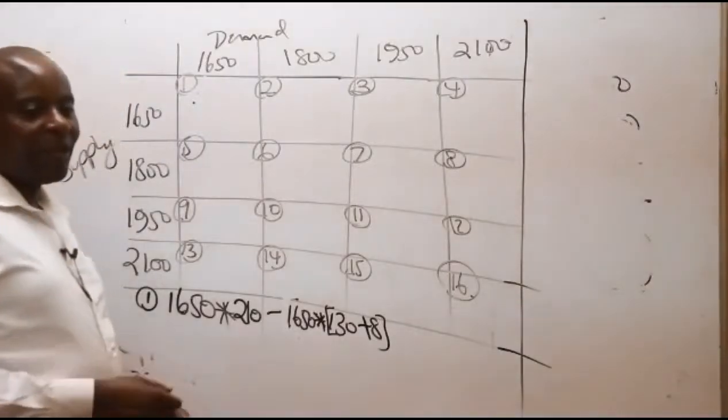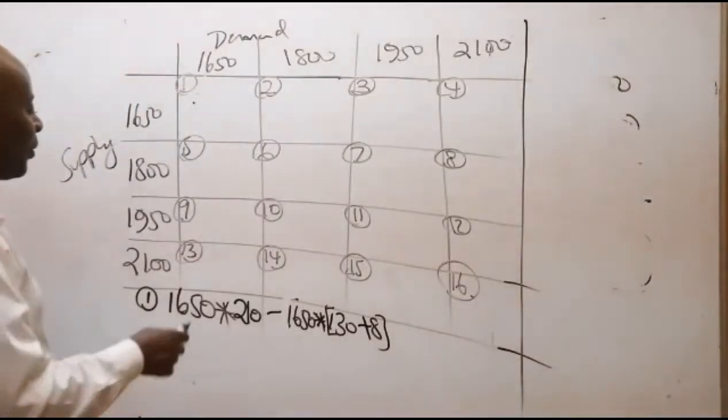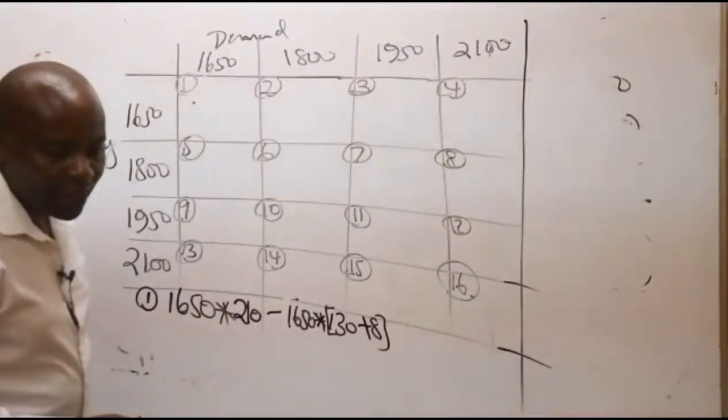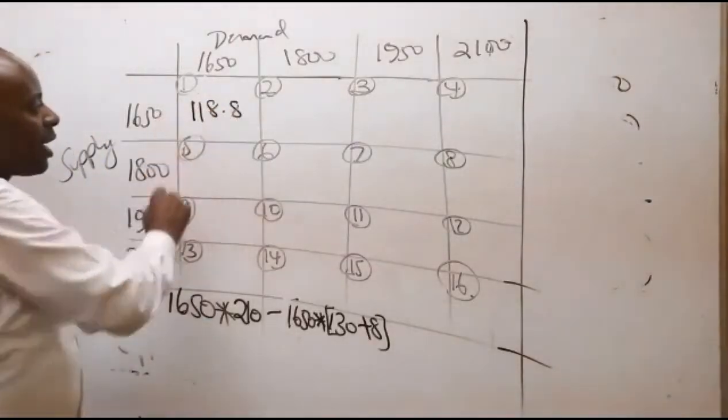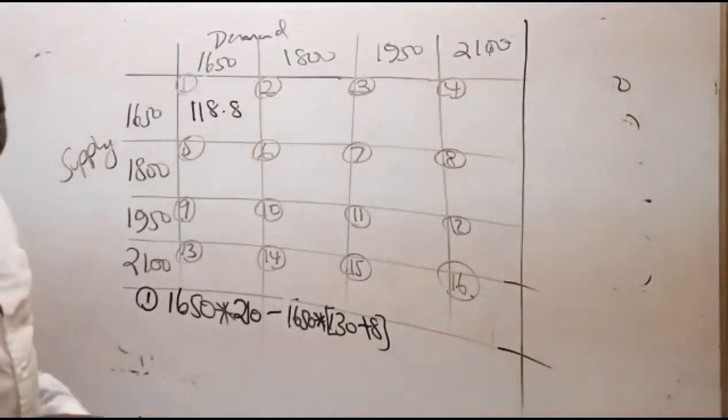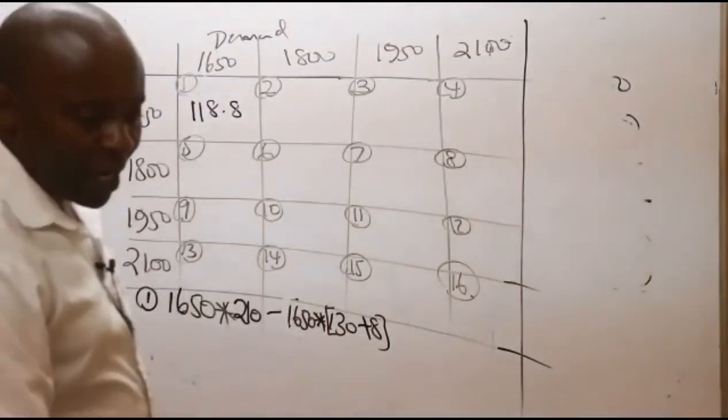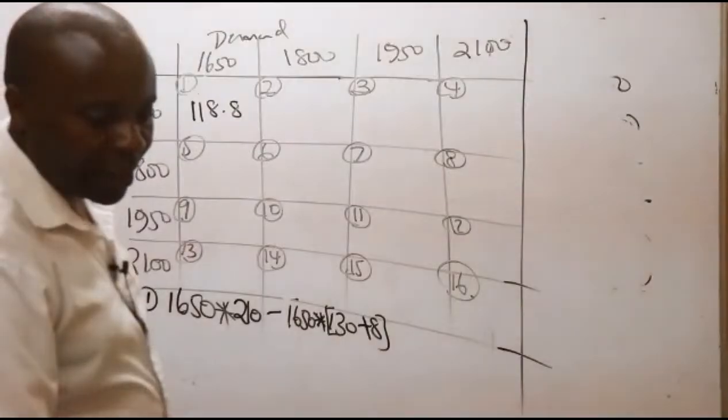Okay. So in this case, somebody is giving me a figure of 118.8. I want my figures to be in terms of thousands. So Mengich tells me 118.8. Thank you very much.